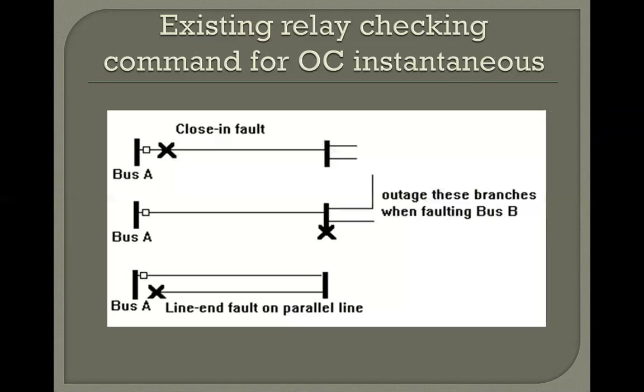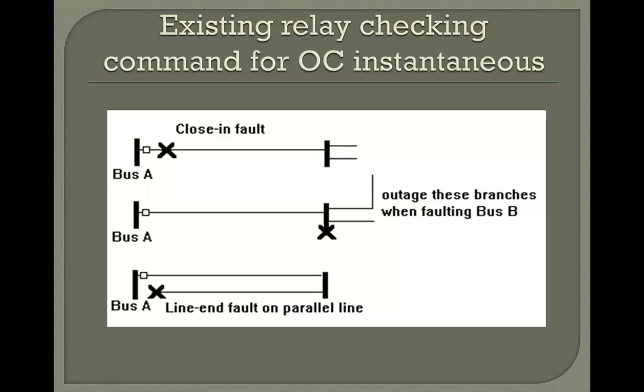Let me show you a picture of what I'm talking about. The top picture is what the relay should trip on, and that's a fault right in front of the relay. The second picture says it shouldn't trip on a fault at the remote bus, with or without outages of those branches just to the right of this bus.